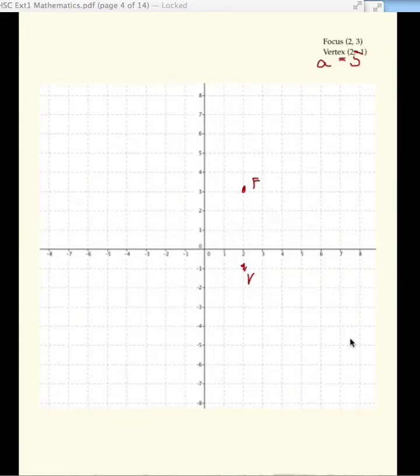So we have x squared equals 4ay, but because the point of the vertex is off the point of origin, it's (x minus h) squared equals 4a(y minus k). Now if the vertex is (2, -1), we have (x minus 2) squared equals, well, 4a is 5, times (y plus 1), because negative 1 is the point, so we've got a positive 1 there. Okay, so there's the equation of our parabola.